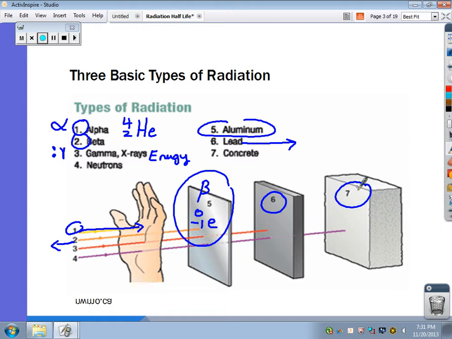Now, neutrons are not radiation, but they're often formed with radiation, and they are stopped by concrete, very thick concrete. So the three types of radiation are alpha, 4,2 helium, beta, 0 minus 1 electron, and this is a helium nucleus, this is a fast-moving electron, and then gamma radiation, which is a form of energy, and we'll come back to that later.